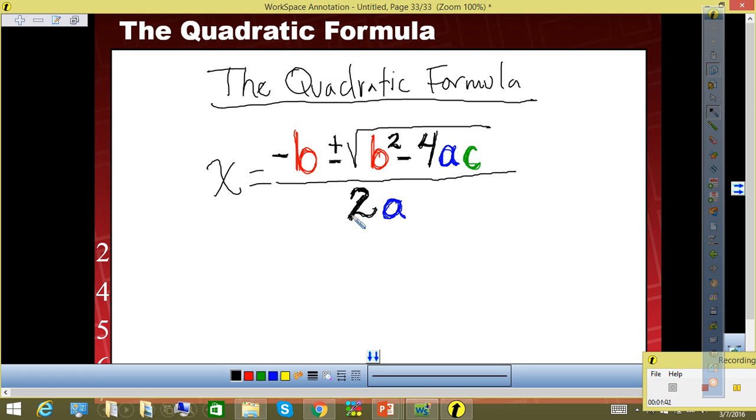This is the quadratic formula. Okay? So, the quadratic formula is, so that in case you forget, X equals minus B plus minus square root B squared minus 4AC over 2A. Give me a second. All right, here we go again. Quadratic formula is X equals minus B plus minus square root B squared minus 4AC over 2A.